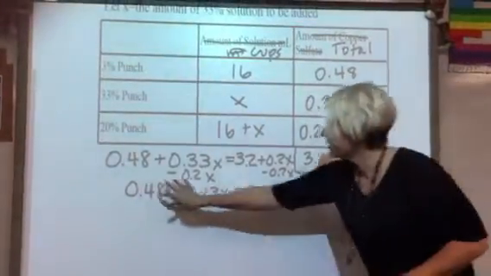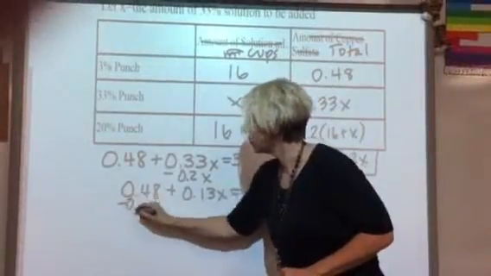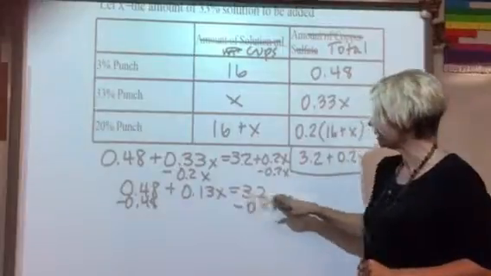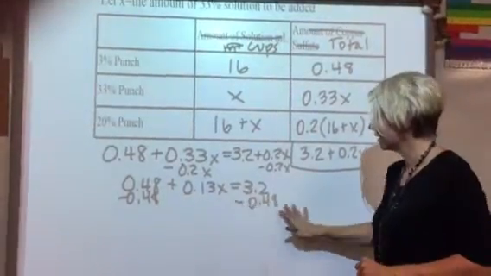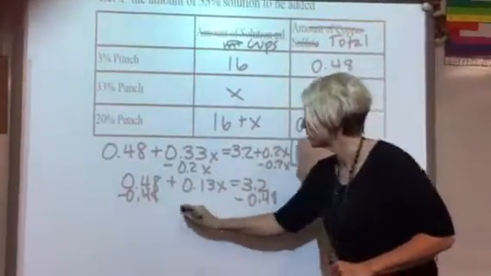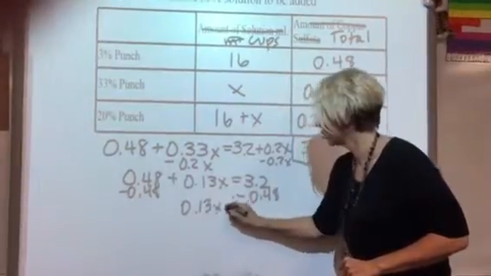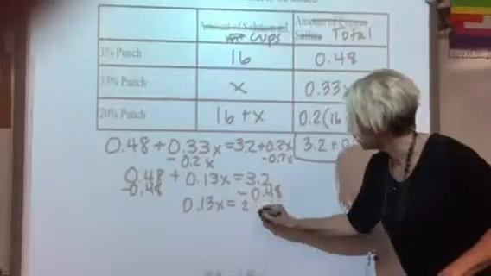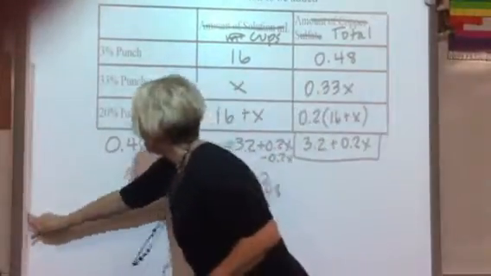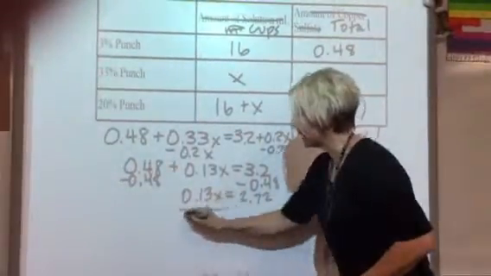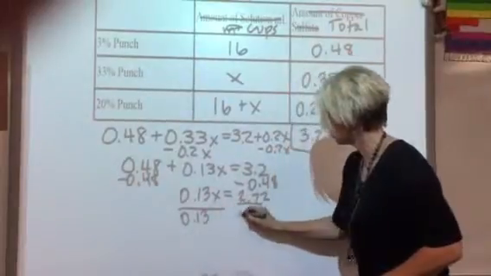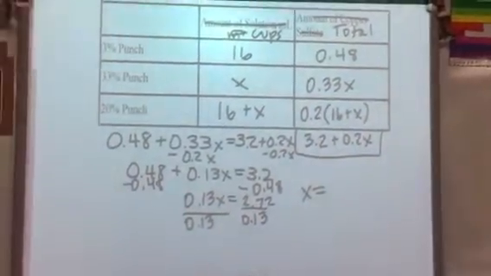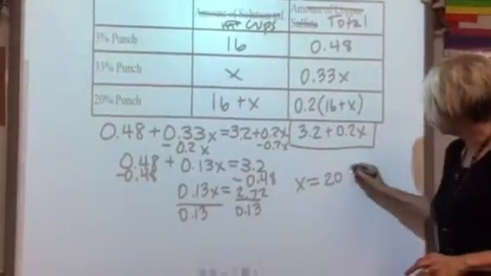And then what I'm going to do now is subtract this 0.48, subtract this 0.48. Think of it like money. This is $3.28, or 20 cents minus 48 cents, if that helps you, if you're struggling with the decimals at all. 2.72 is what I get when I type that into my calculator. And then to get x by itself, I divide by 0.13. So x is equal to, when I get that divided, 20.9.